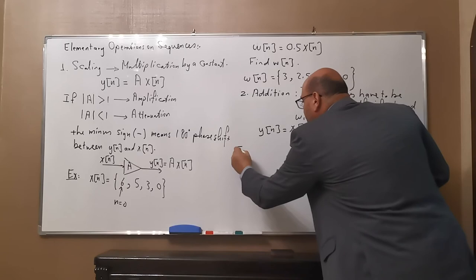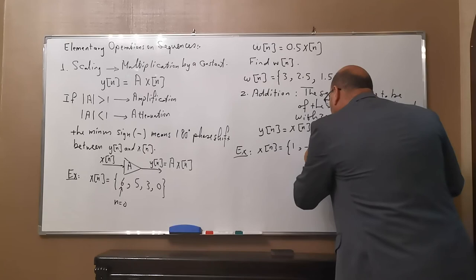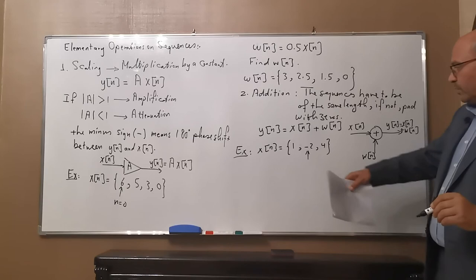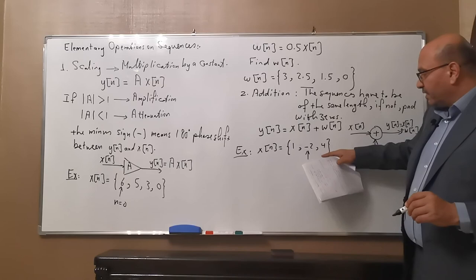Let's take a simple example. We have x of n equals 1, minus 2, and 4. And let's assume that the 0 here is in the middle. So we have an index of minus 1, 0, and 1. The x of minus 1 is equal to 1. X of 0 equals minus 2. And x of 1 is equal to 4.